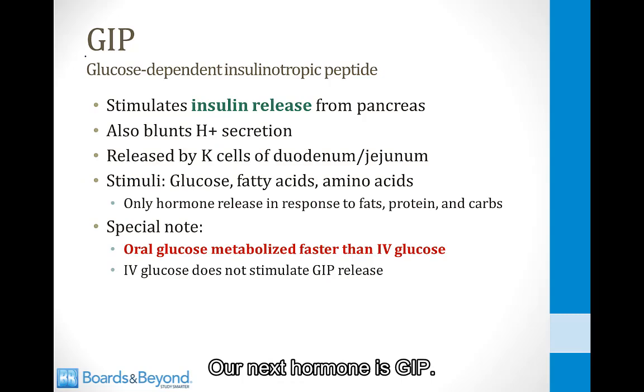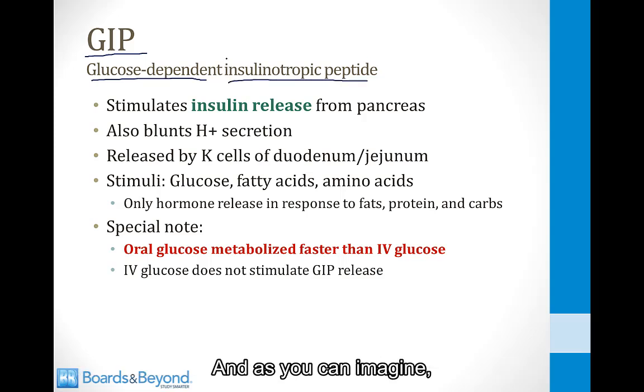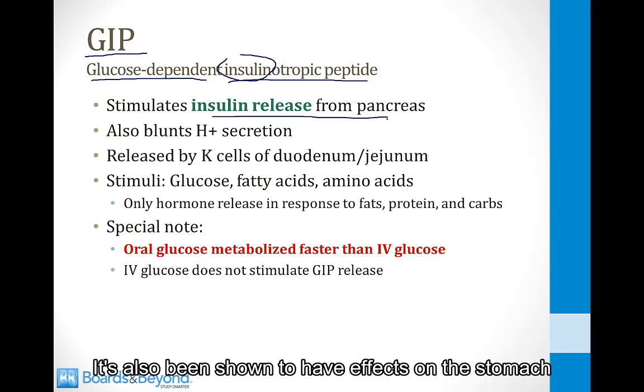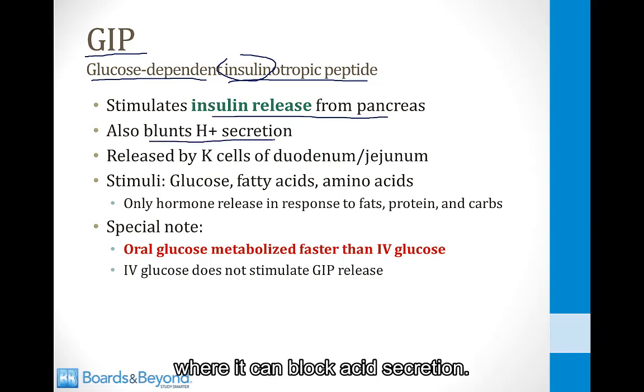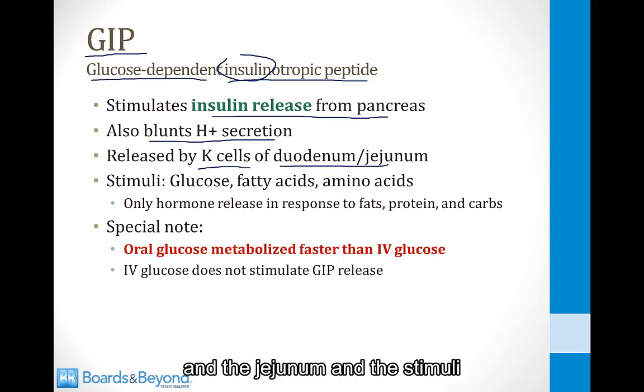Our next hormone is GIP. GIP stands for glucose-dependent insulinotropic peptide. And as you can imagine, because it has the word insulin in its name, this hormone stimulates insulin release from the pancreas. It's also been shown to have effects on the stomach where it can blunt acid secretion. It's released by cells called K cells in the duodenum and the jejunum.